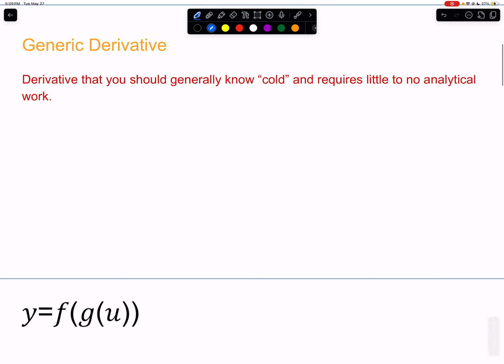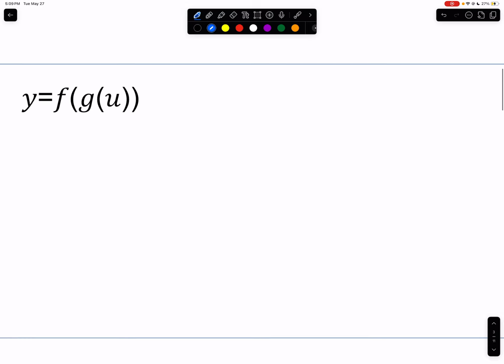So let's start off here with the first one. So we have y equals f of g of u, and we need to find dy dx. So in other words, we need to take the derivative with respect to x on both sides. So this may look a bit confusing at first, but this is actually just generalizing something that you could do in 5 seconds. How so?